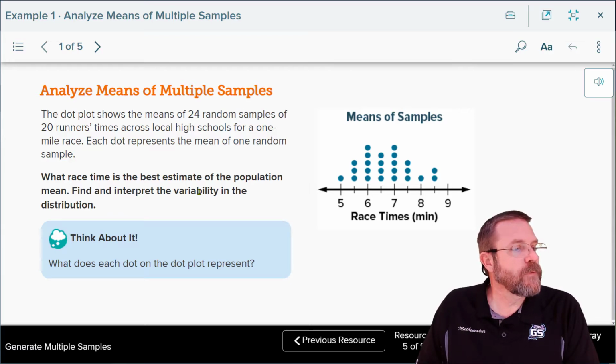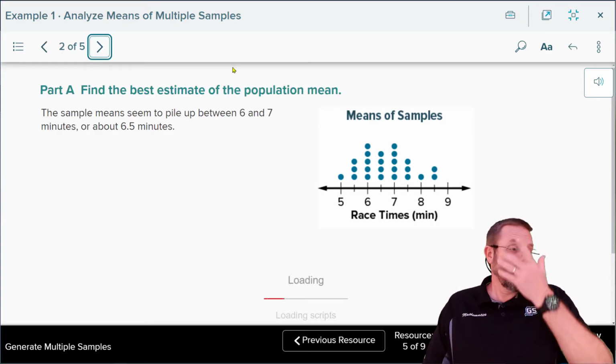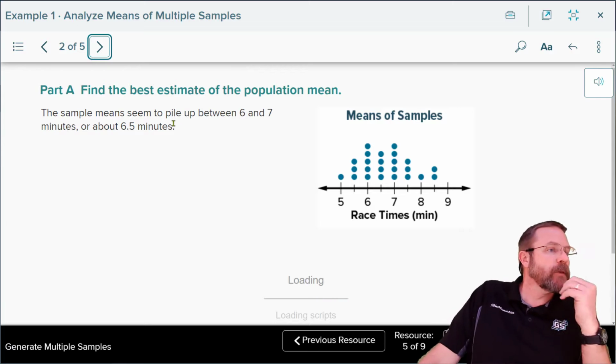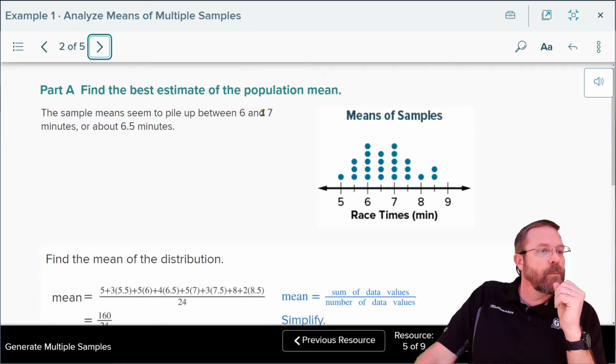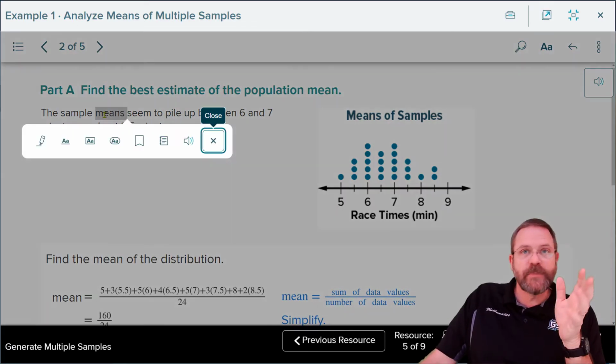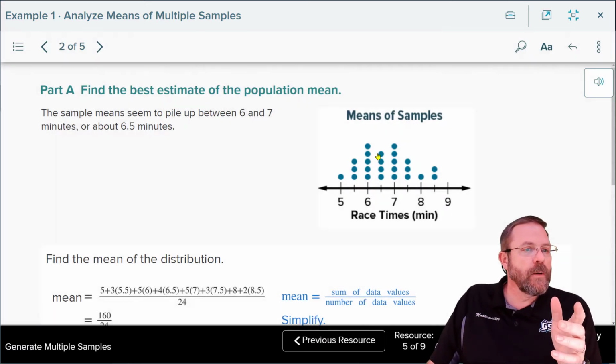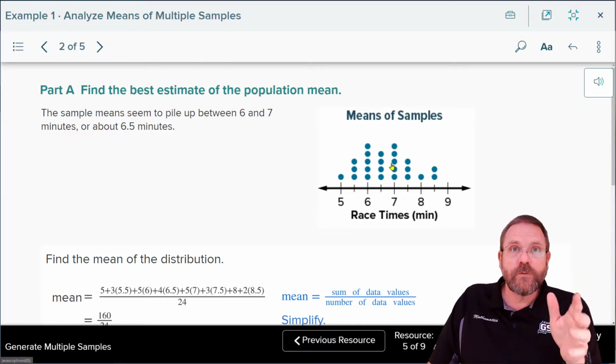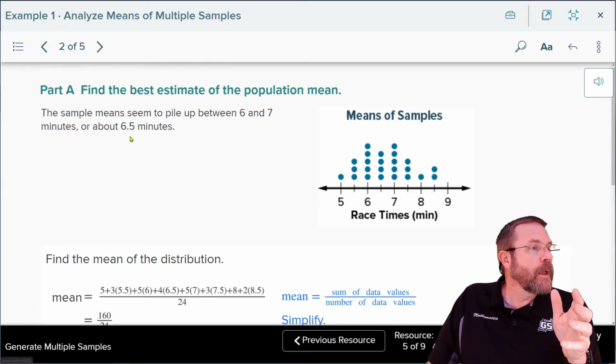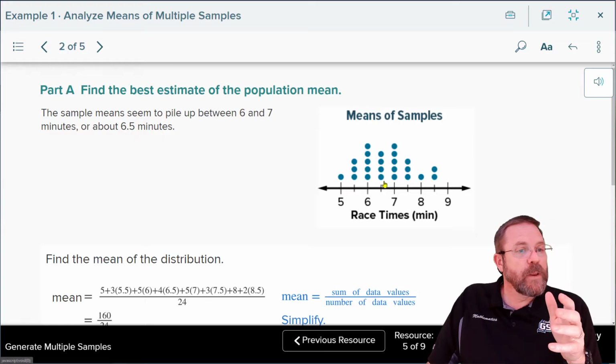Find and interpret the variability of the distribution. Let's see what they want us to do next here. So the sample means seem to pile up somewhere between 6 and 7. Remember, means mean average. So the sample averages are piling up somewhere between 6 and 7. That's where most of them are going to land, and you could also say that would be probably about 6.5 minutes as well.